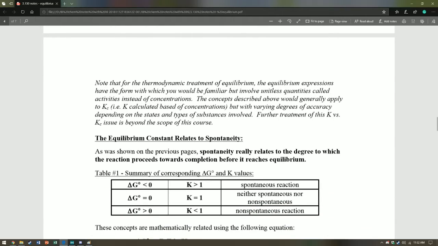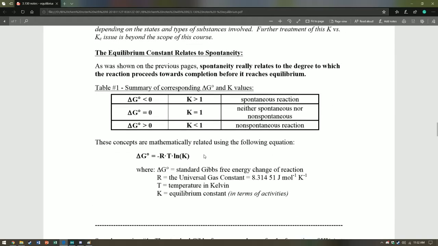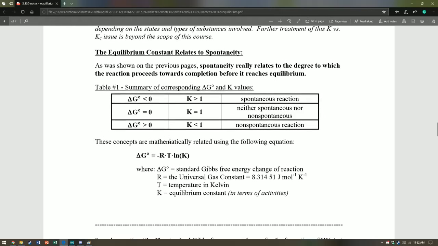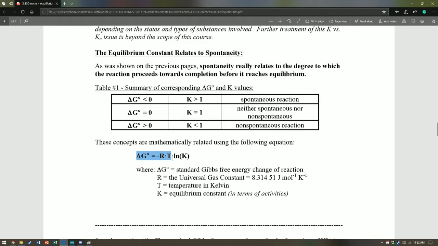With respect to spontaneity of a reaction, K is an indicator of spontaneity. If K is bigger than 1, the change in Gibbs free energy is less than 0 and it's spontaneous, and the reason is that there's mostly products in the mixture. And the inverse is true: if there's mostly reactants in the mixture, the reaction is not spontaneous and K is very small. And we can relate it to this formula here: delta G equals negative RT ln K.